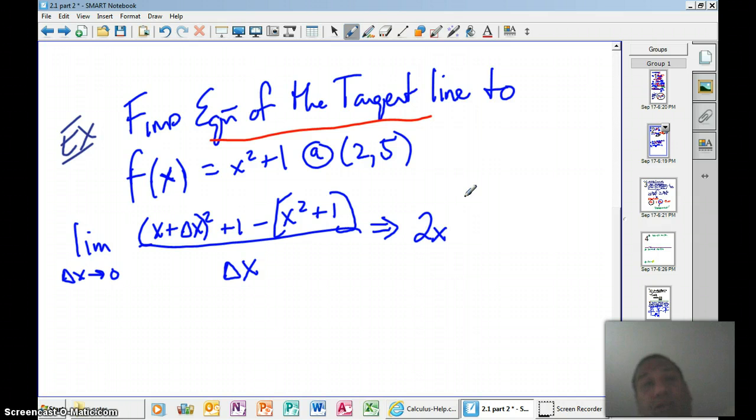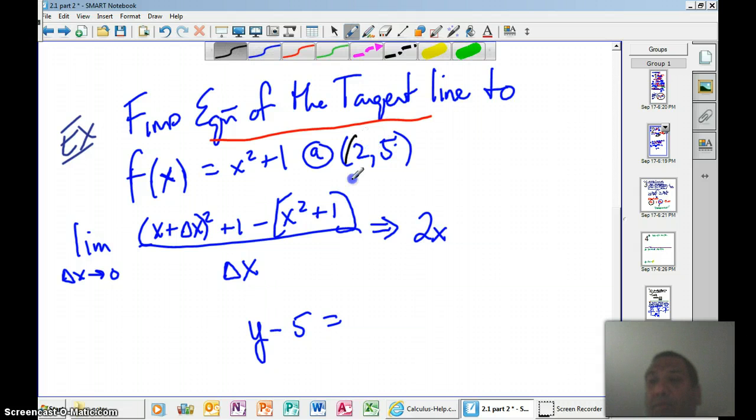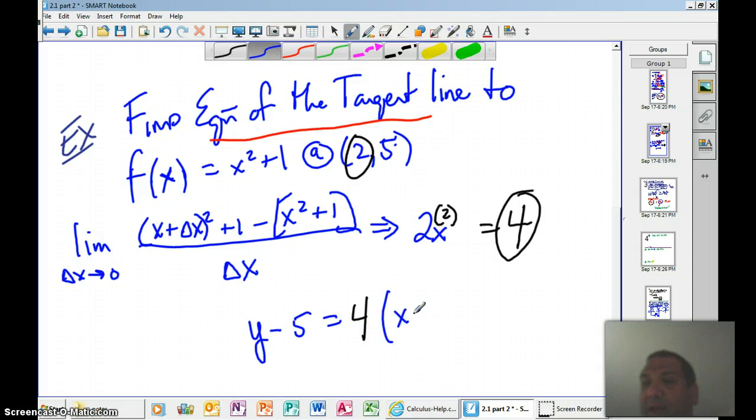So I'm going to use the point slope form of a line. I'm going to say, y minus the y value equals the slope at that point. The point was 2, so I'm going to plug in 2. The slope at that point is 4, so y minus the y value equals 4, the slope, times x minus the x value. You're done. That's it. This is good.